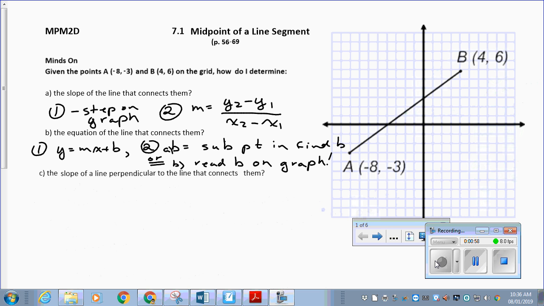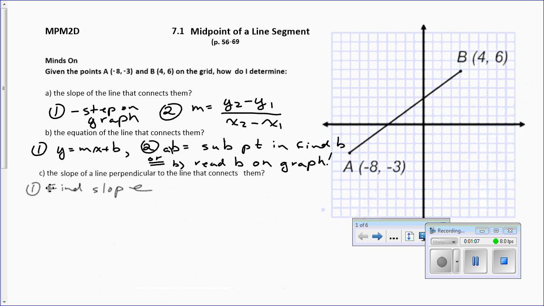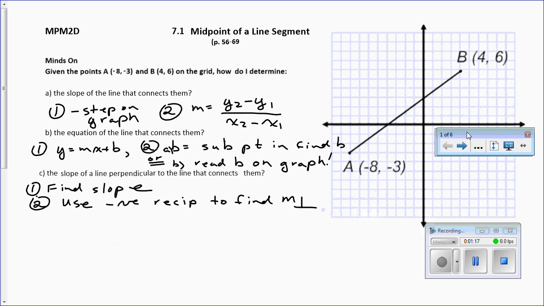Now, let's say that I needed you to calculate the slope of a line perpendicular to the line that connects them. If I needed to calculate that, first of all, I calculate the slope of the line between those 2 points. Then, in order to find the perpendicular, I use the negative reciprocal, and we're going to call that m upside down t. In mathematics, we refer to that as m perp. Okay? It's read as m perp.